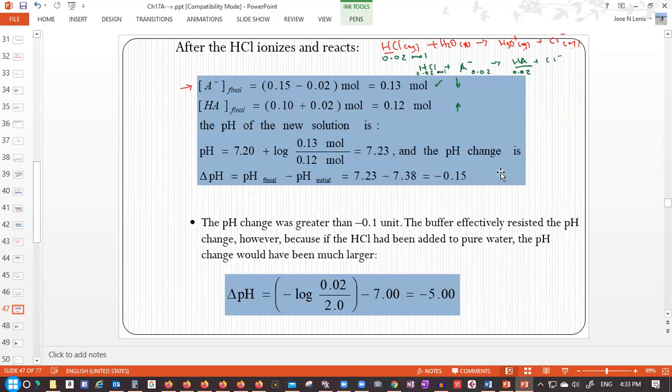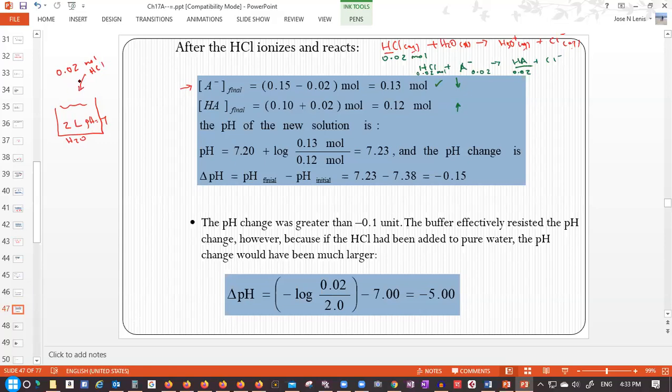Let's see what will happen, and this is just an addition to the problem. What will happen if we had 2 liters? This is a 2-liter solution of buffer. Let's assume we have 2 liters of just pure water. The pH here is 7. What will happen if we add, by mistake, 0.2 moles of HCl? What will happen with the pH?